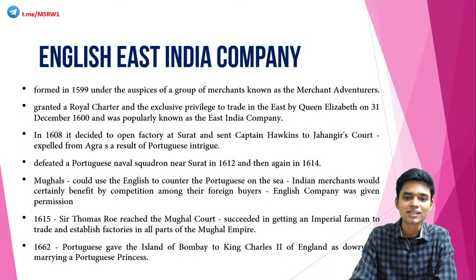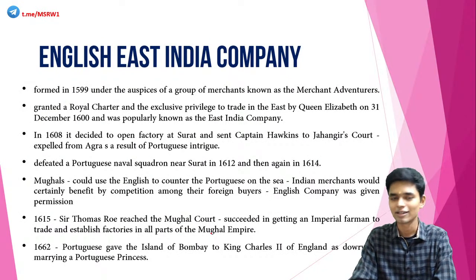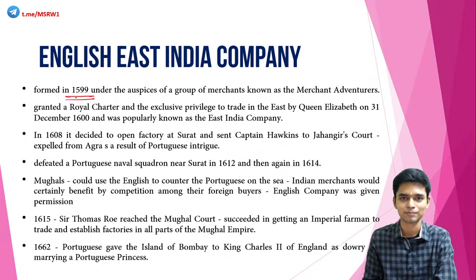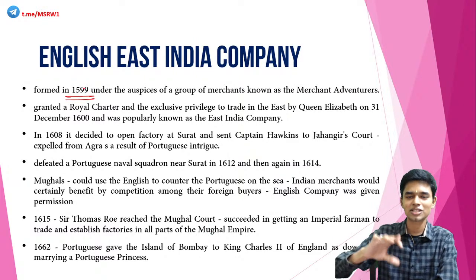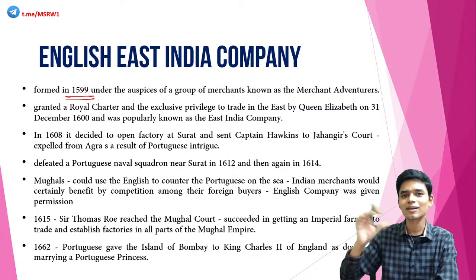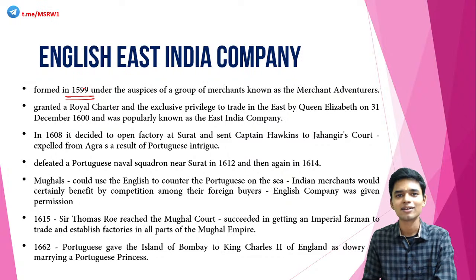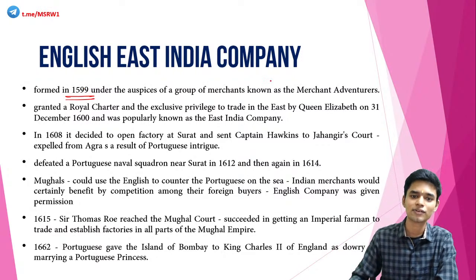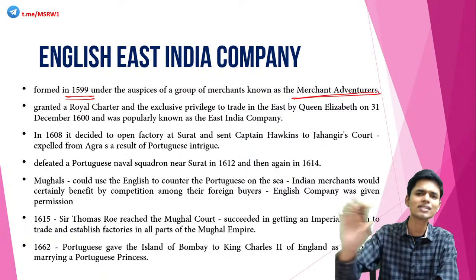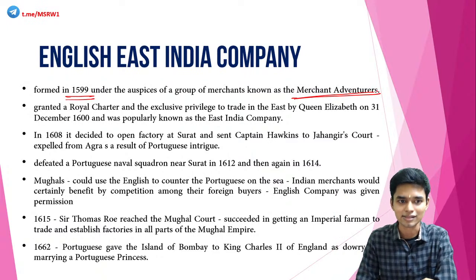But now we see the establishment of a very major, important company as far as Indian history is concerned. The establishment of English East India Company happened in the year 1599. Okay, this is very much detrimental eventually to India. We know what happens afterwards. But this company, which eventually ruled India, was established in the year 1599 under the auspices of a group of merchants named Merchant Adventurers. This is how East India Company takes its birth.